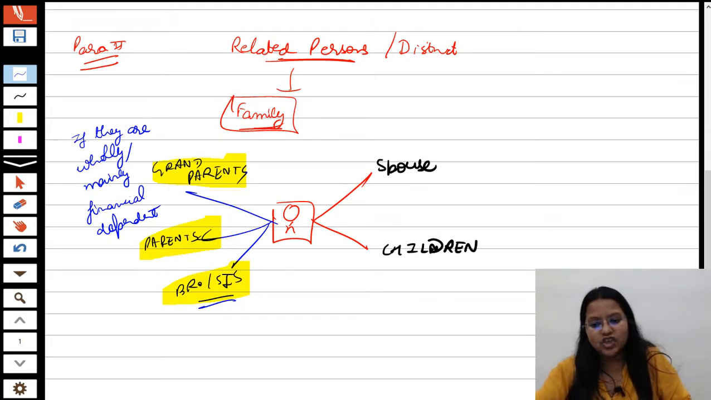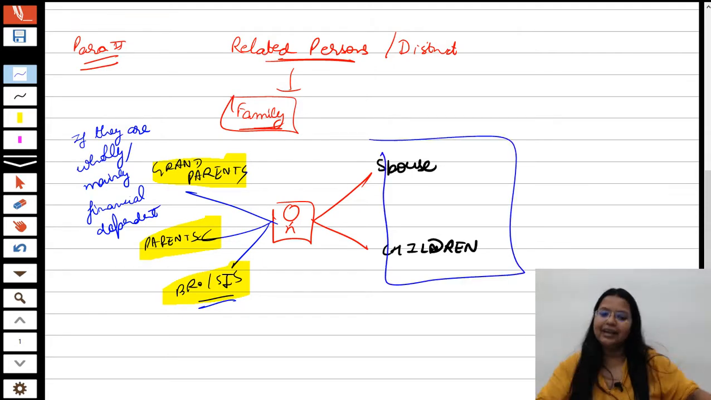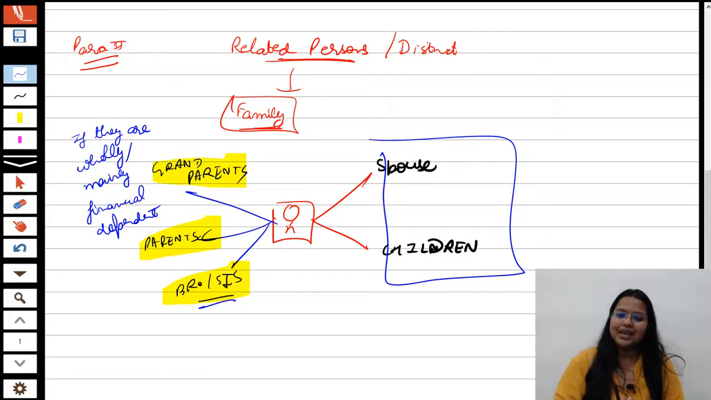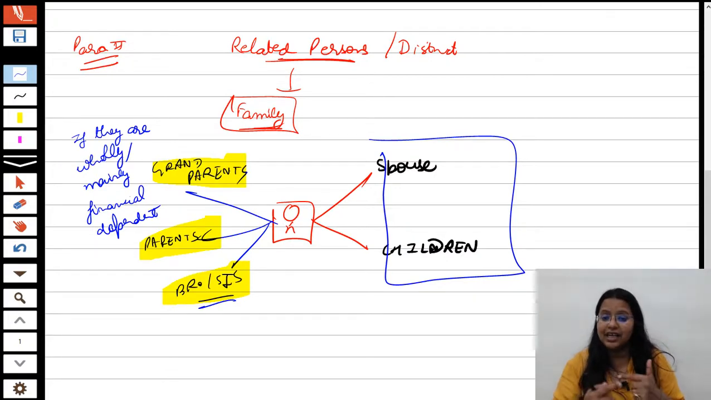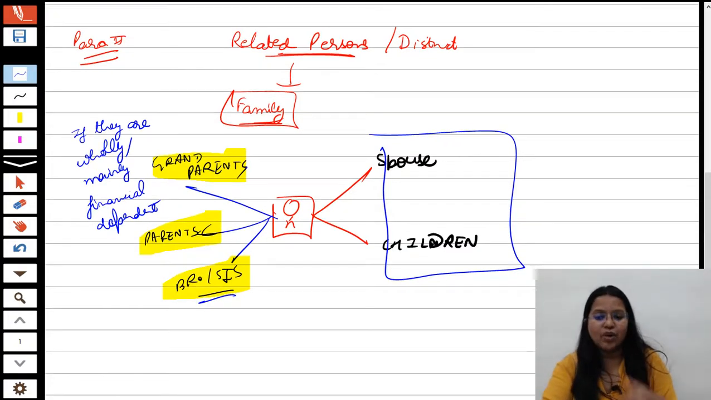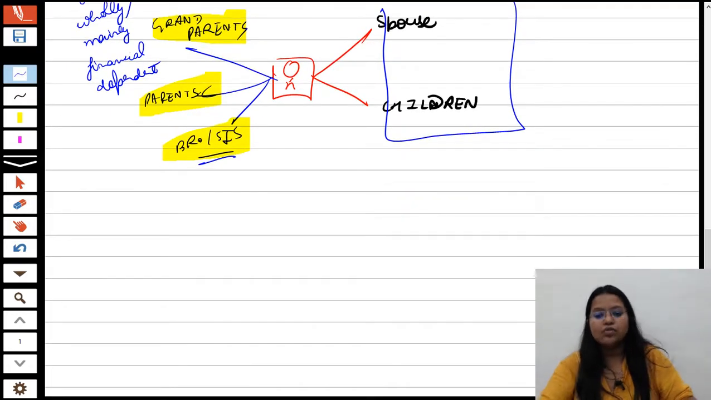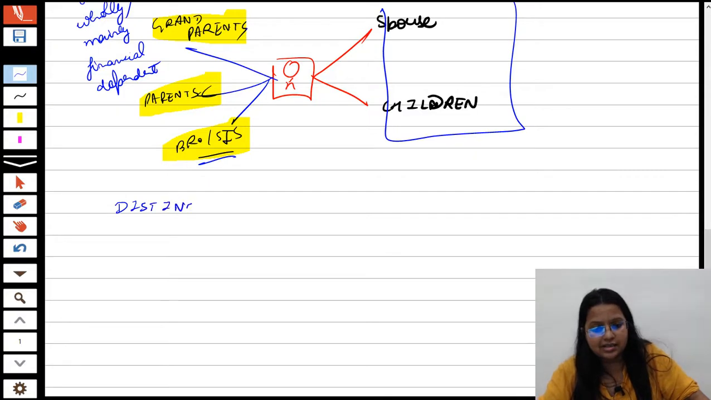But in the case of spouse or children, whether they are dependent or not dependent, they will be considered as family, they will be considered as related persons of the individual. Now the next point: who is considered as a distinct person.